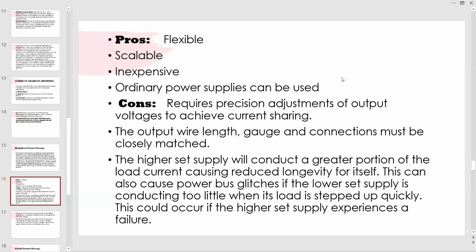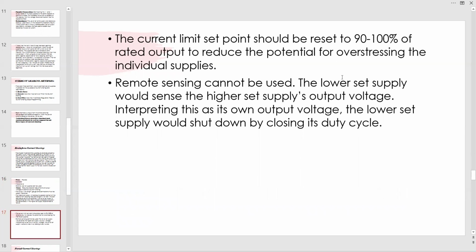The highest set supply will conduct a greater portion of the load current, causing reduced longevity for itself. This can also cause power bus glitches if the lower set supply is conducting too little when its load is stepped up quickly. This could occur if the higher set supply experiences a failure. The current limit set points should be set to 90 to 100% of the rated output to reduce the potential for overstressing the individual supplies.